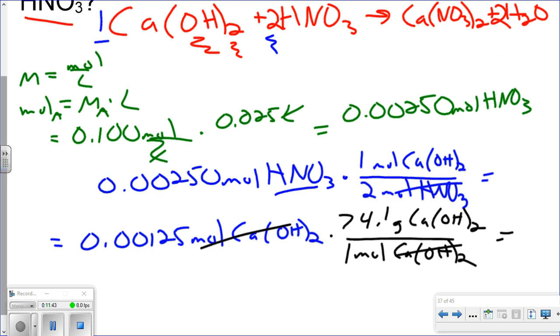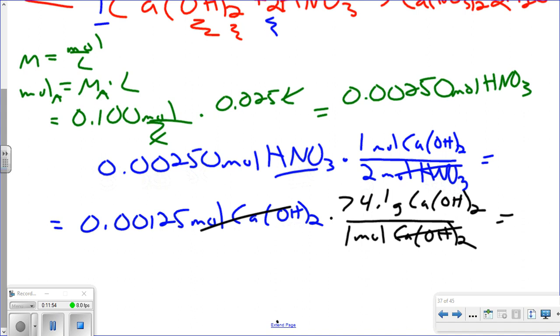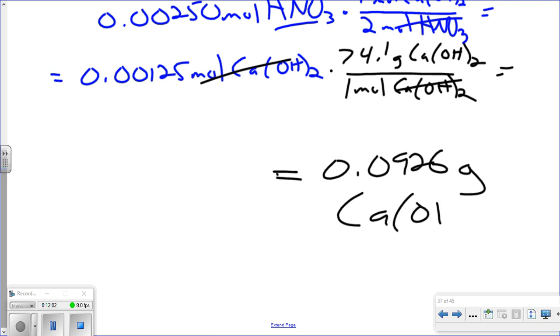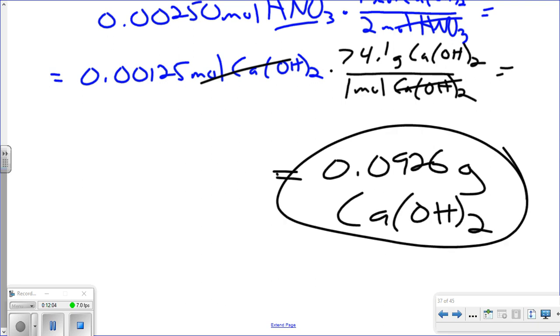Gives us, times 0.00125, gives us 0.0926. So our final answer is 0.0926 grams of calcium hydroxide. Okay? So that's a couple problems there.